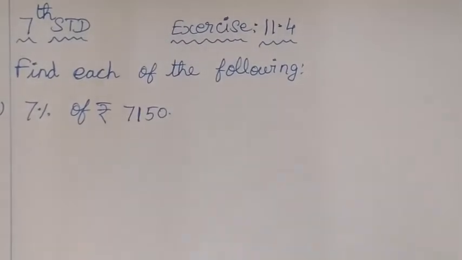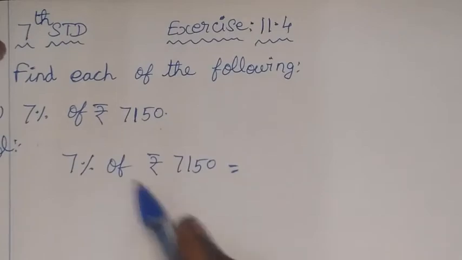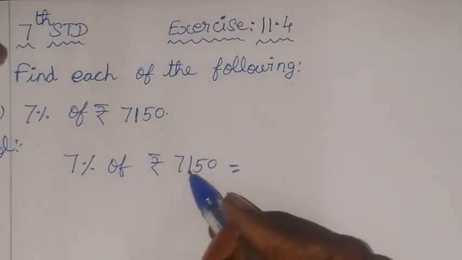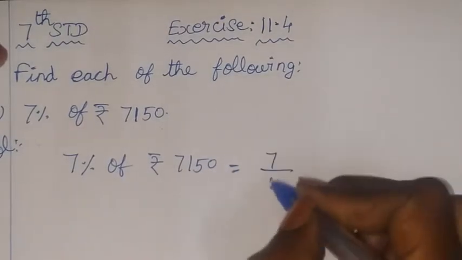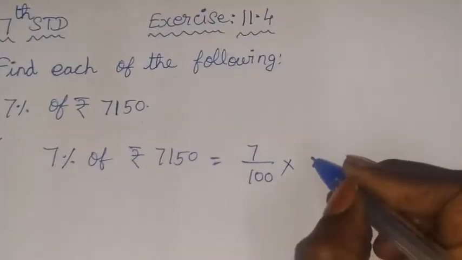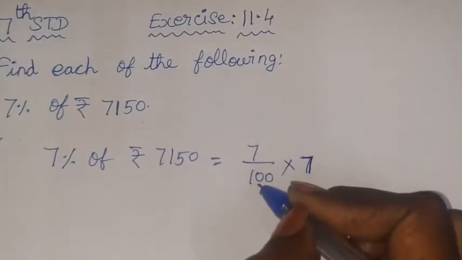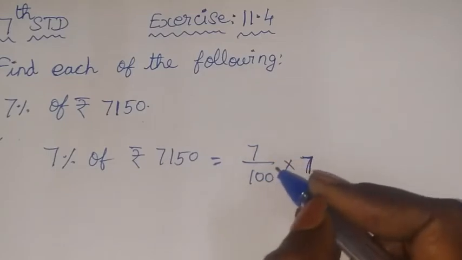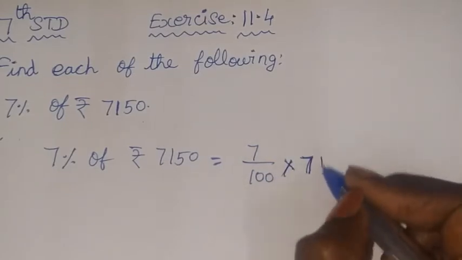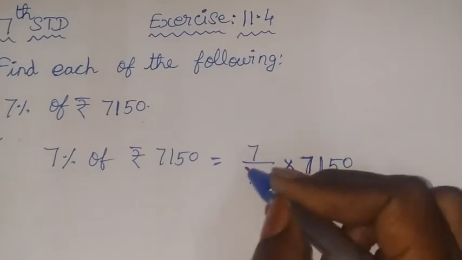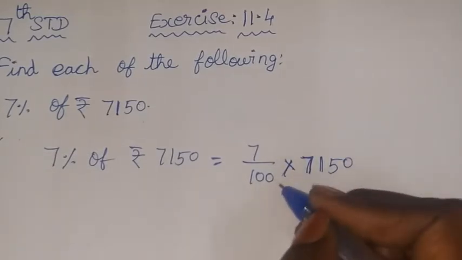So the percentage is 7%. So 7% of rupees 7,150 is equal to 7 by 100 into the total amount. 7% is 7 by 100. Out of 100, it's 7. That's 7% into the total amount. When we multiply by the total amount, we will get what is 7% of this number.